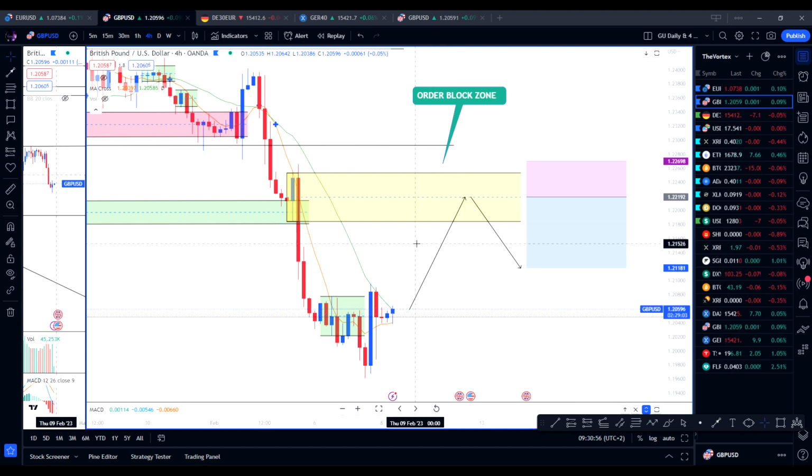I am the Vortex Trader, and today we have a potential order block on GBP USD in the 4-hour time frame. So without further ado, let's just jump right into these charts.